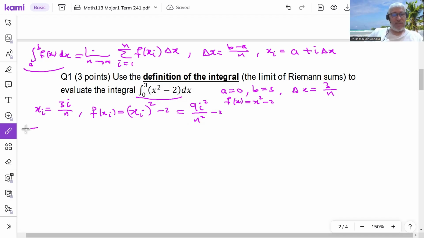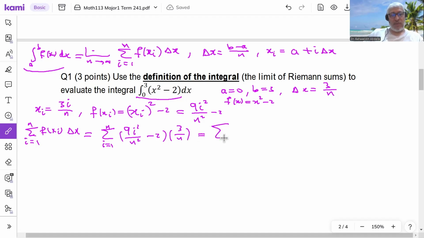And now let me find the summation of f of x_i multiplied by delta x, where i is from 1 to n. Notice that delta x is 3 over n, and f of x_i is this one. So you can do whatever you like here. I'm going to multiply them. So I have f of x_i, which is 9 i squared over n squared minus 2. This is f of x_i times delta x. So let me multiply them.